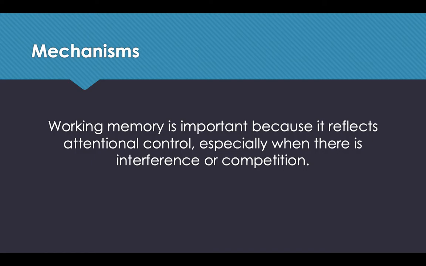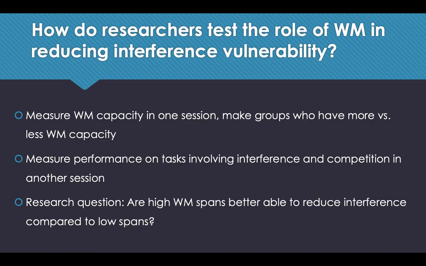So working memory is important because it reflects attentional control, especially when there is interference or competition. So how do researchers test the role of working memory in reducing interference vulnerability? Well, experimentally, we test the role of working memory in the following ways.